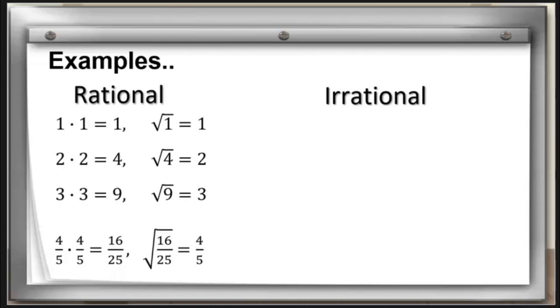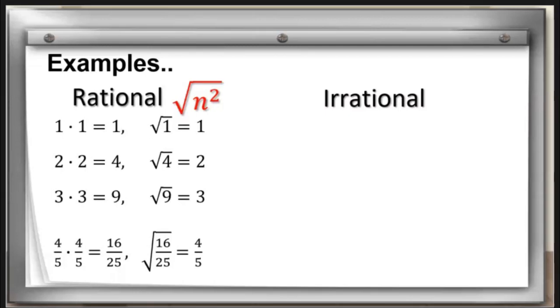Hence, the principal root of all perfect squares, such as but not limited to square root of 1, square root of 4, square root of 9, square root of 16, square root of 25, square root of 36, square root of 49, square root of 64, square root of 81, square root of 100, and so on, is rational. On the other hand, when a number is not a perfect square, then its principal root is irrational.